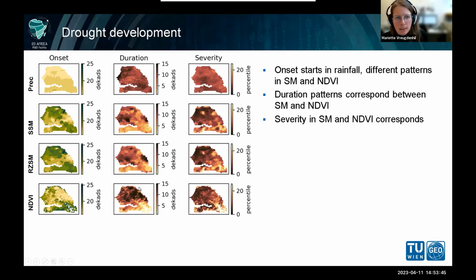And what we can also see is that in the southeast, the vegetation actually has the shortest duration and severity in terms of drought impact, and we can also see this in the soil moisture data set, but we do not see this in the precipitation data set.